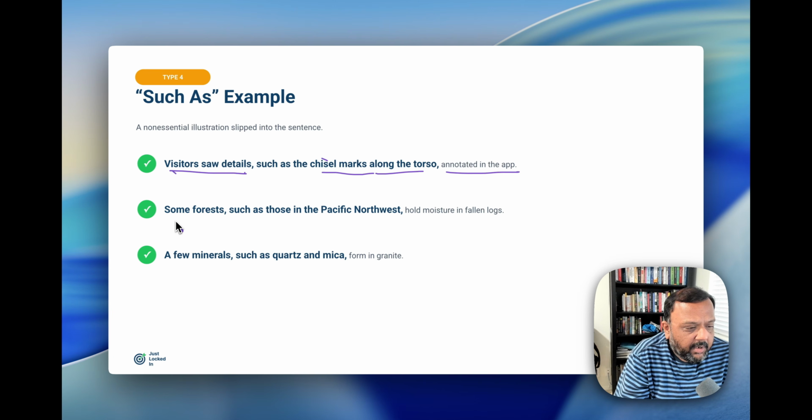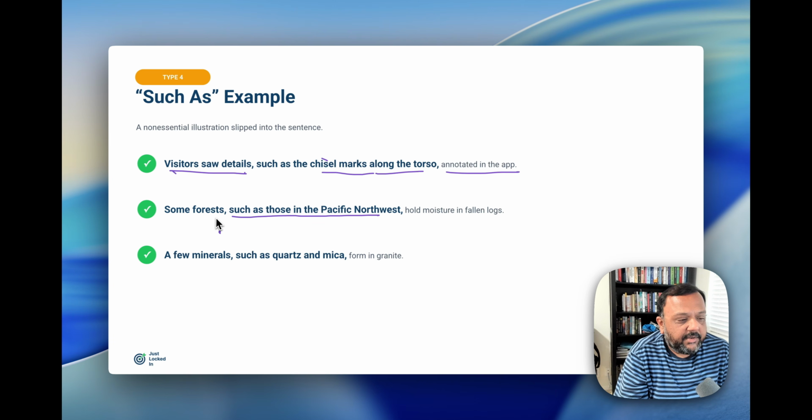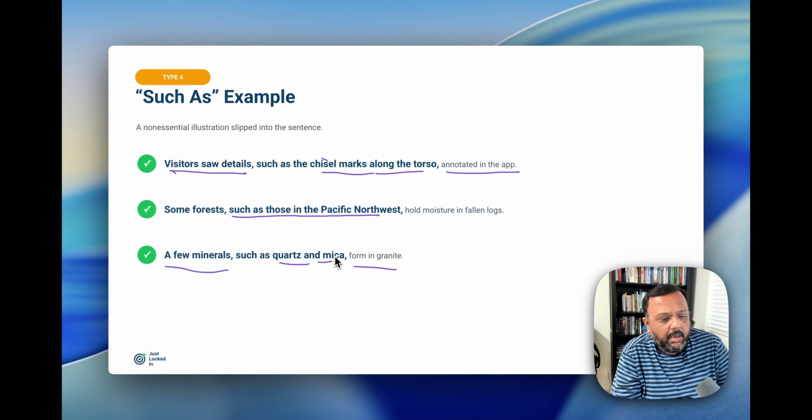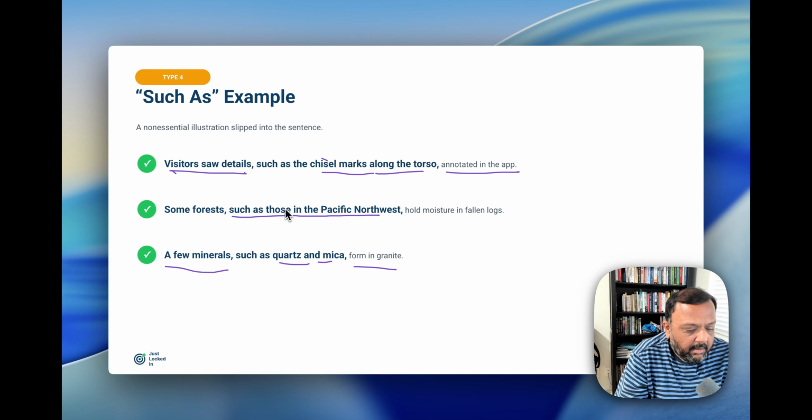Okay. Some forests hold moisture in fallen logs, and this one is really giving you examples of what such forests are, or where such forests might be found. Okay, such as those in the Pacific Northwest. A few minerals such as quartz and mica form in granite, right? So the core idea is a few minerals can form in granite, okay? And then this gives some examples, like quartz and mica, that are minerals that can form in granite, okay? So these are examples of supplementary information.